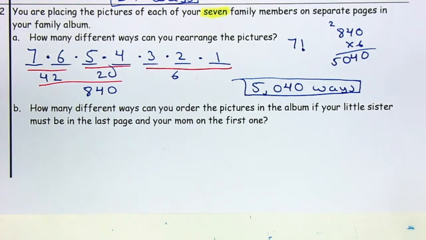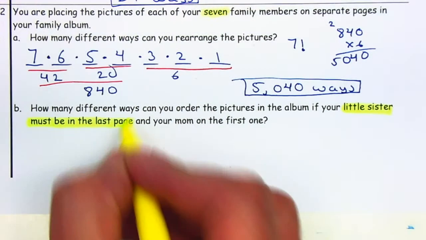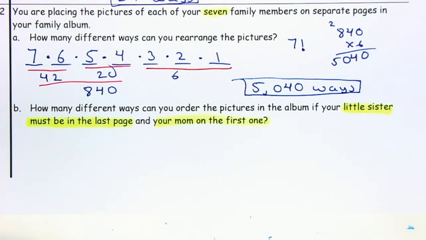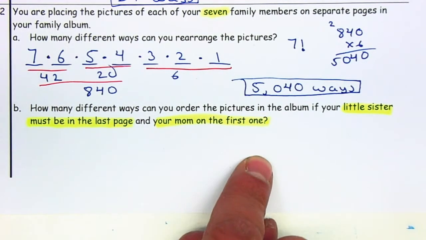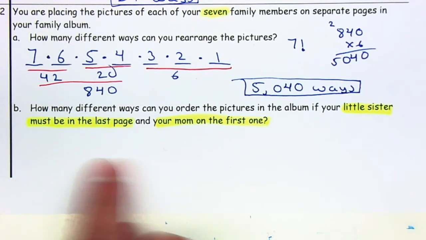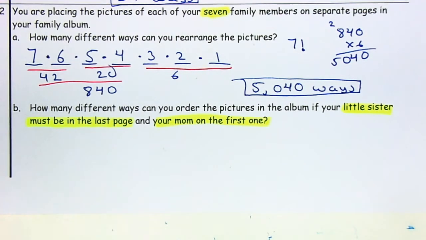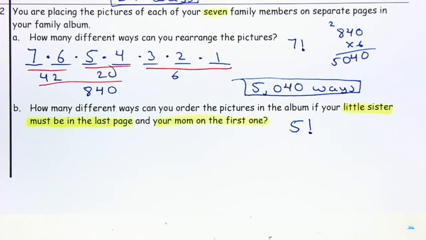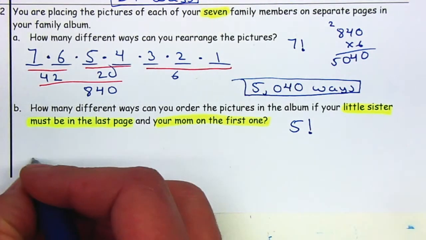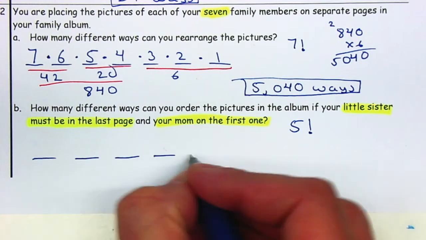Now for letter B, how many different ways can you rearrange the pictures in the album if your little sister must be in the last page and your mom must be in the first one? Now since your little sister must be on the last page and your mom on the first page, how many different pictures do we have to rearrange? How many are left? 5. So we have 5 factorial as our answer, and then we can expand it, or we can just think of it as the dashes 2, 3, 4, 5, 6, 7.